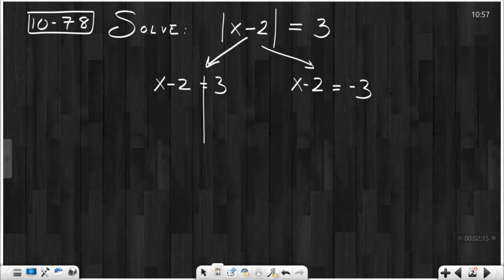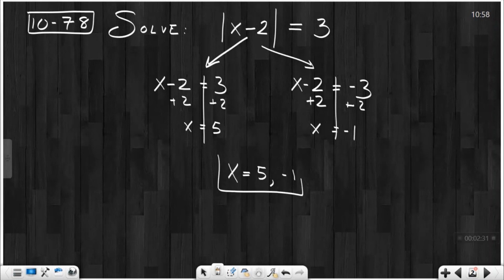And I have two equations now that I can solve both of them just by adding 2. Finding that x could be 5, which would make this true, or x could be negative 1, which would also make this true. All right, and so I'd find that x is either 5 or negative 1, getting two solutions to this equation.